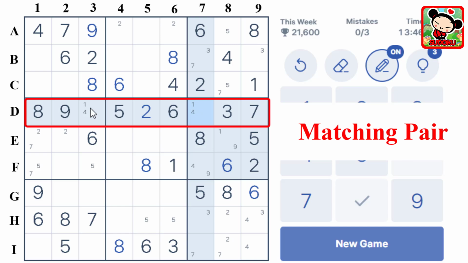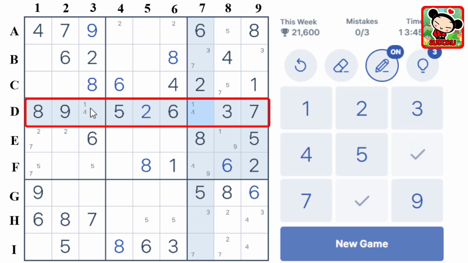You will see in later lessons that the matching pair is very useful in eliminating other cells in the same unit, sometimes called a house. That is a row, column and block. More about that in a later video.